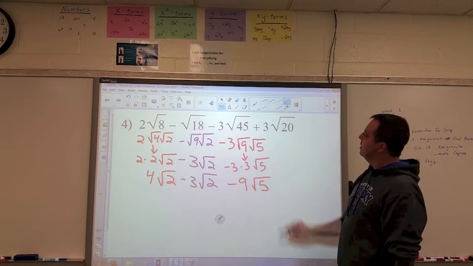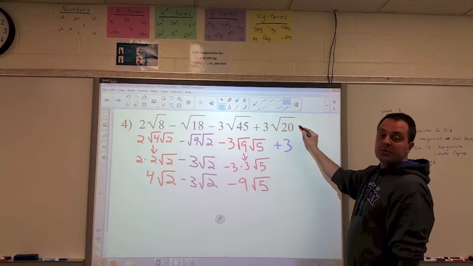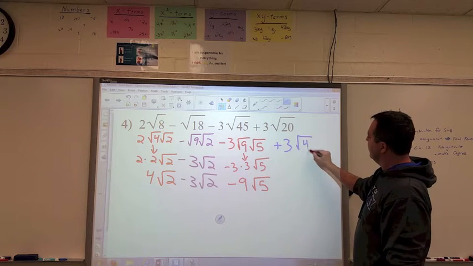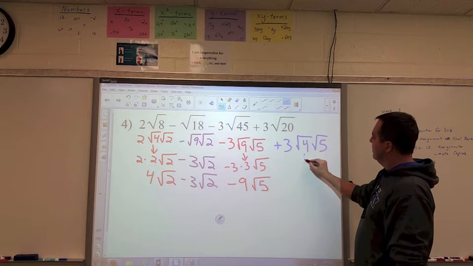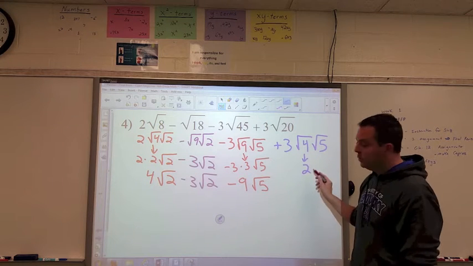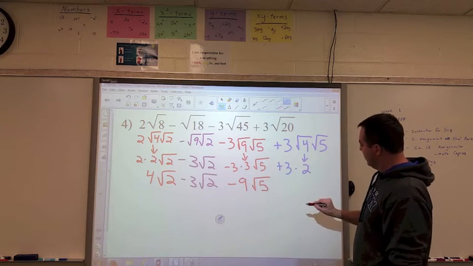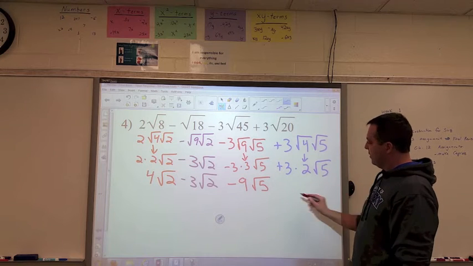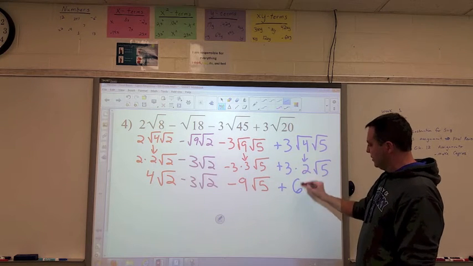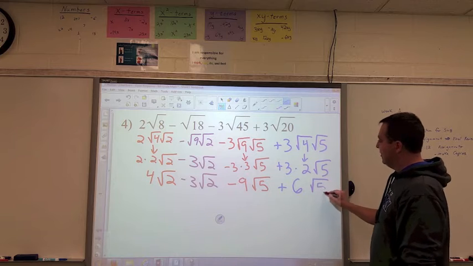And then lastly, we have plus 3 times the square root of 20, which is the square root of 4 times the square root of 5. Since the square root of 4 is just 2, we've got 3 times 2 times the square root of 5, or plus 6. 3 times 2 is 6 times the square root of 5.